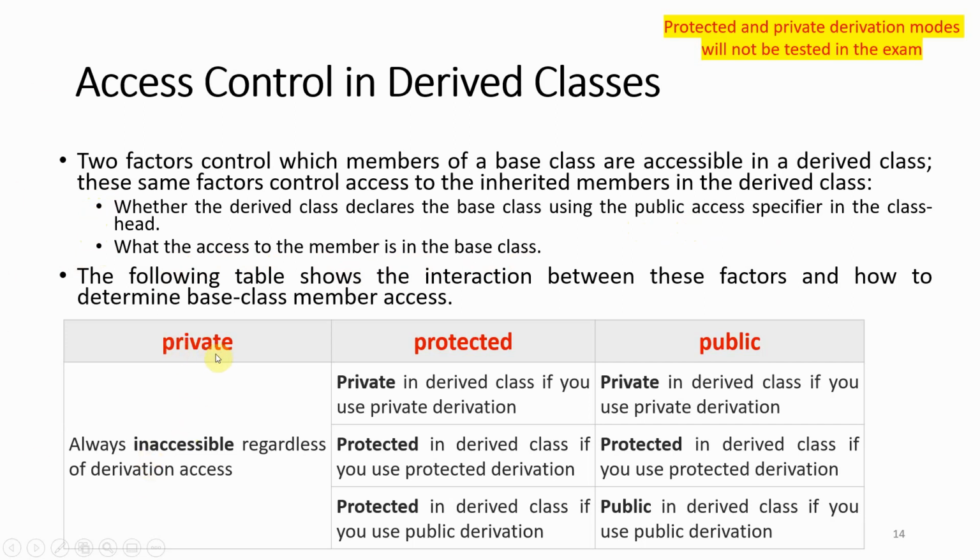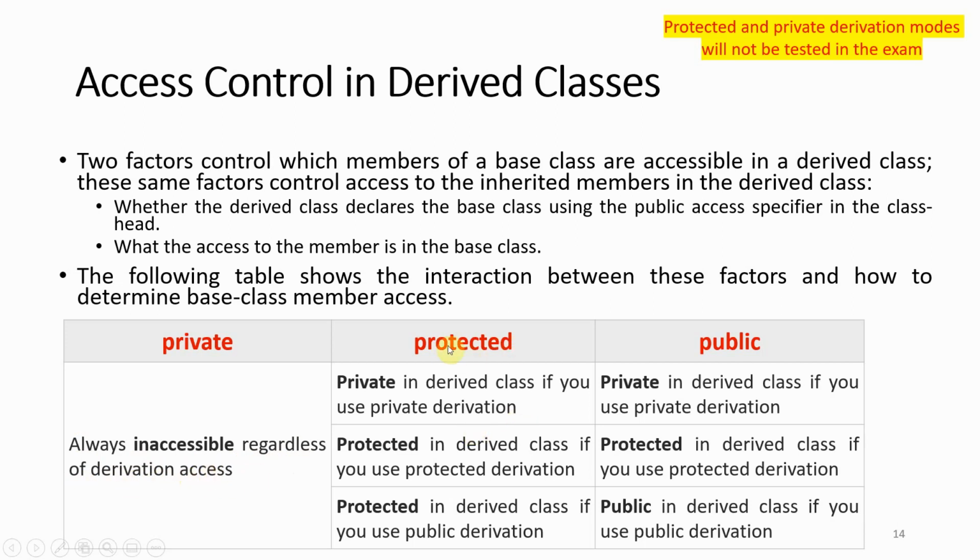If the member variables in the base class are private, they're also going to be private in the subclass, right? It doesn't matter what the inheritance mode is. If member variables are private, it doesn't matter what the inheritance mode is. Even if it's public, those member variables are going to be private, always inaccessible, regardless of the derivation access.